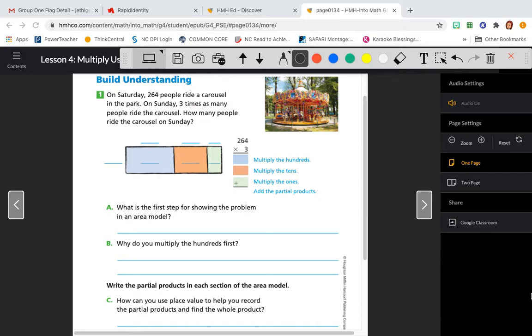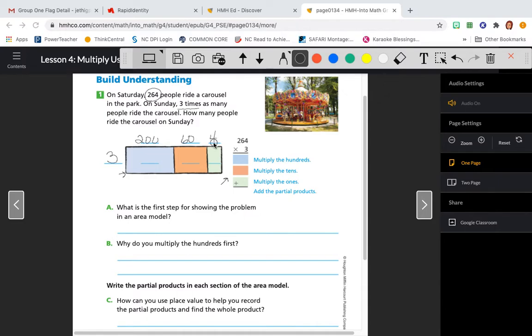You can see here in our paper that they already have the area model for us. This is our area model. And then they also have our equation started for us. So we just really need to fill things in. Well, we know that they ride 3 times, so that's what we're multiplying by. So we're going to put 3 on the left side of our model. Then we're going to break our 264, our greater factor, into expanded form, looking at the value of each number. So 2 groups of 100 is 200, 6 groups of 10 is 60, 4 groups of 1 is 4.